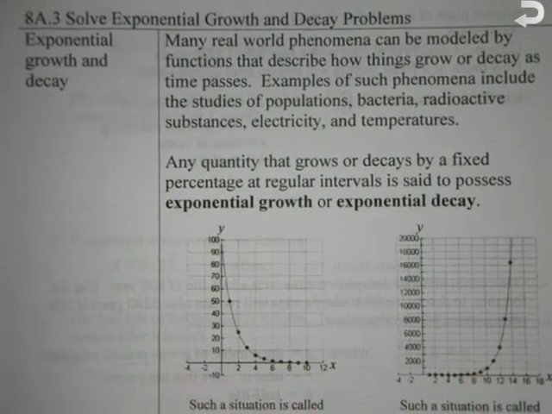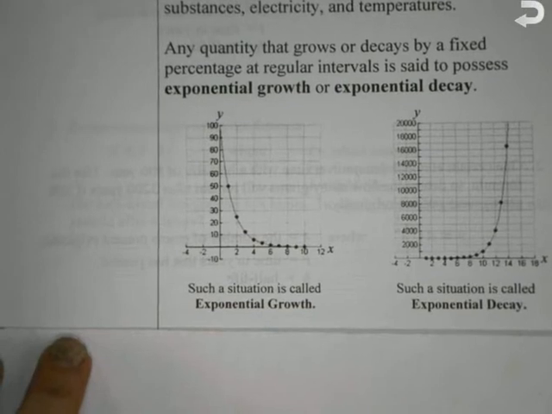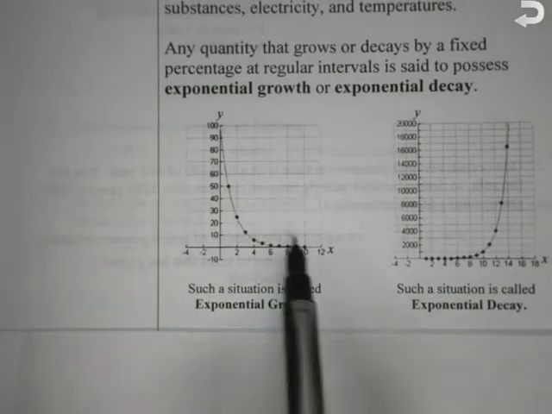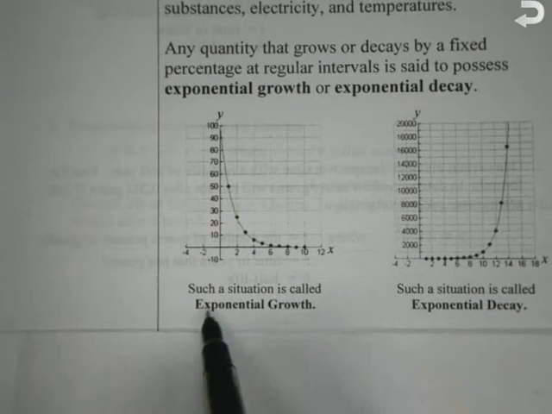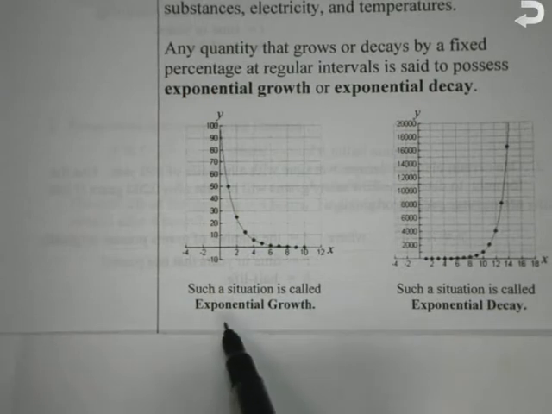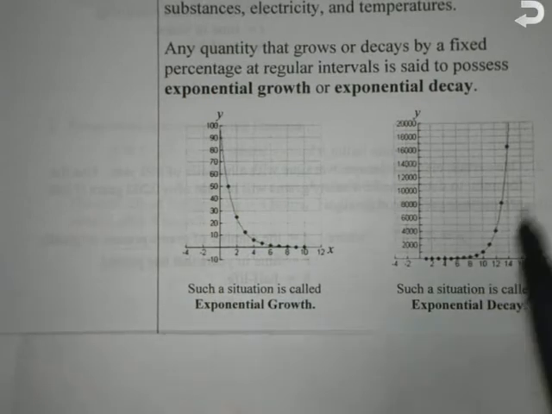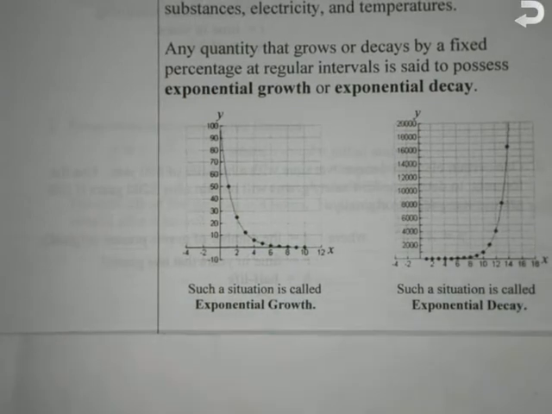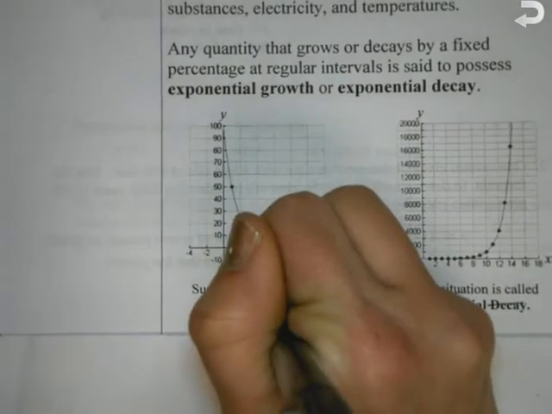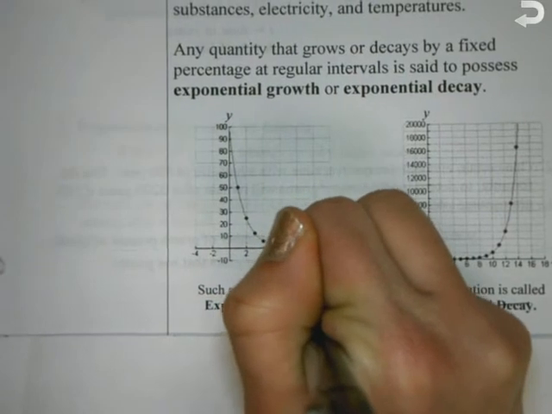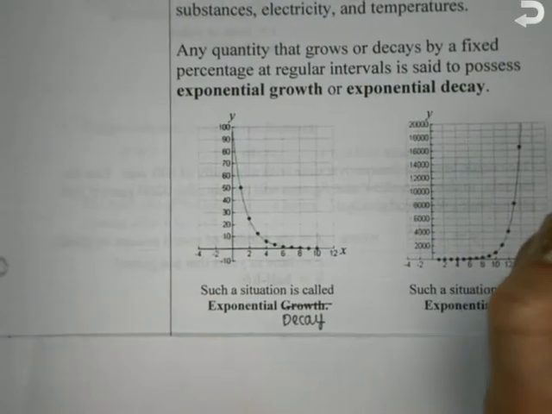Now, looking at our graphs from yesterday, is this one descending or increasing? Descending. It's descending, and we call this exponential growth. This situation is called exponential decay. Oh my gosh, I got them backwards. Decay is on the left, growth is on the right.